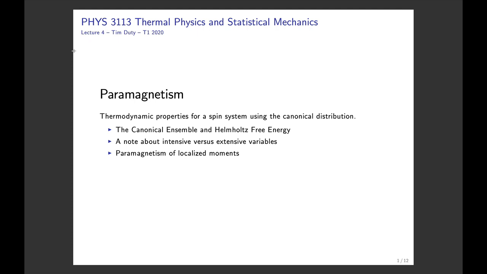In this lecture, we're going to use what we derived in the last lecture, that is the canonical ensemble and its properties. And we'll use that to study a type of paramagnetism. To be more specific, it will be paramagnetism of localized moments. And that's where we imagine that we have atomic magnetic moments or atomic spins due to the orbits of electrons that are localized on lattice sites in a solid.